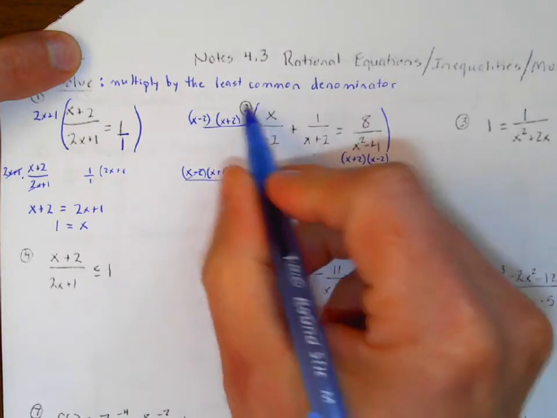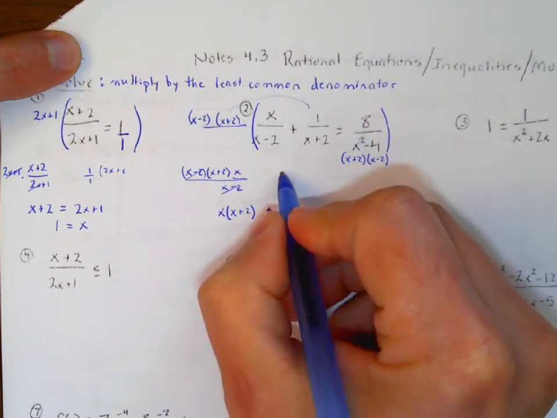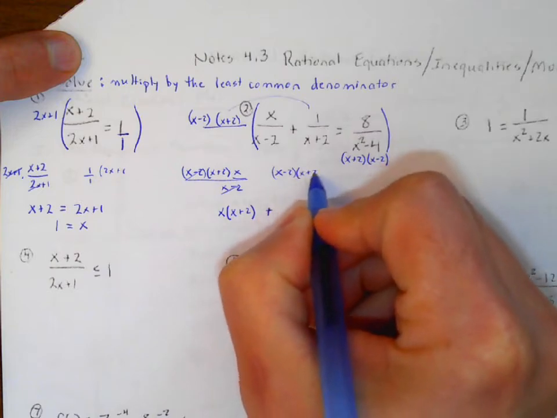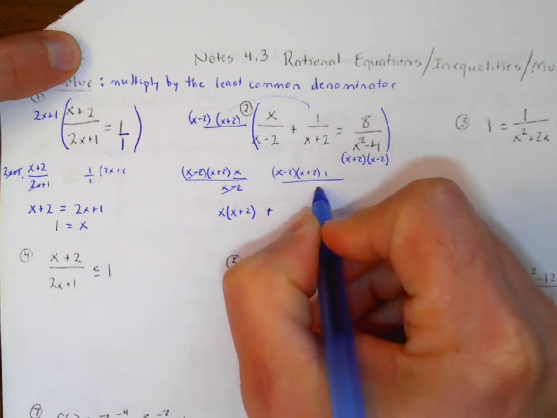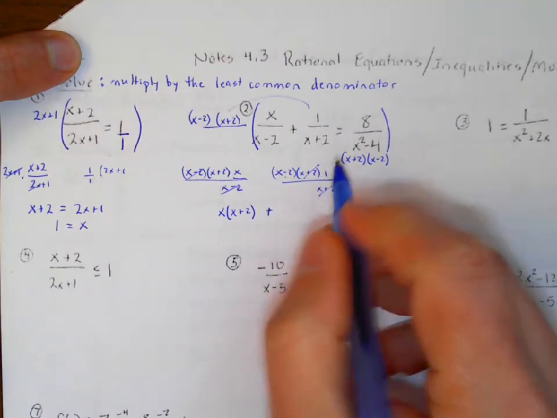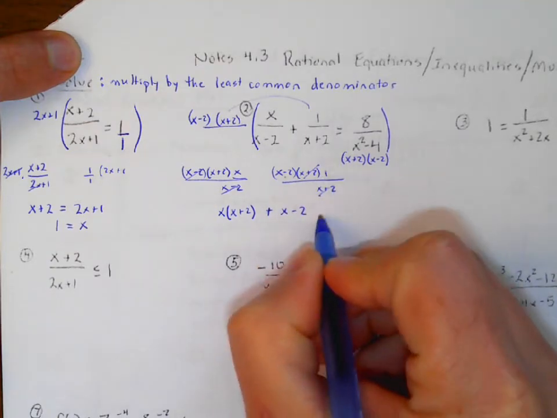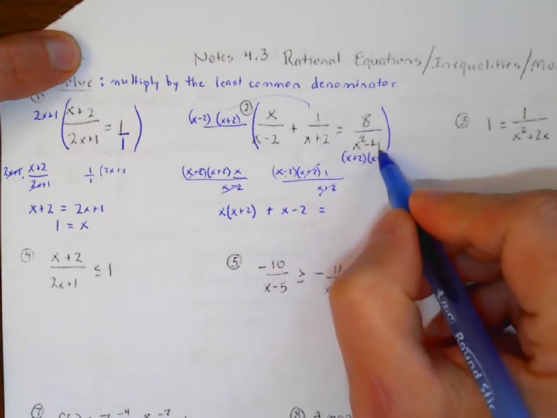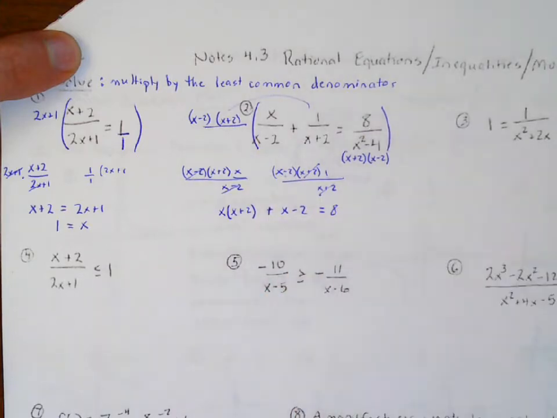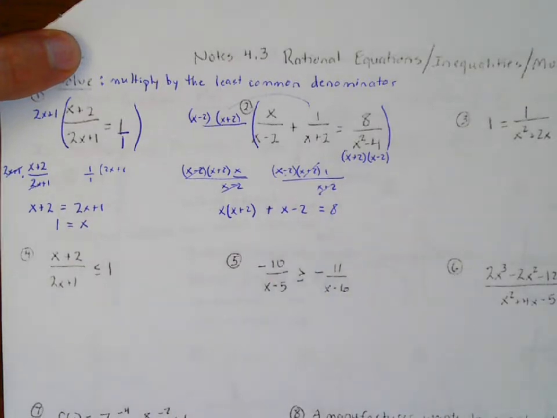My next term, if I multiply here, I have x minus 2 and x plus 2, and I'm multiplying that by 1 over x plus 2. Notice the x plus 2's cancel, so I have 1 times x minus 2. And then here, they both cancel out, so I'm just left with the 8. Now I have an equation that's a lot easier to solve without the fractions.